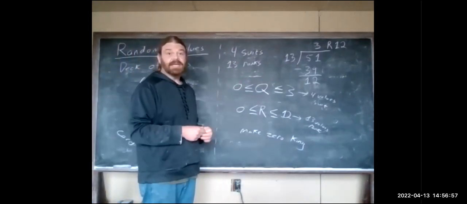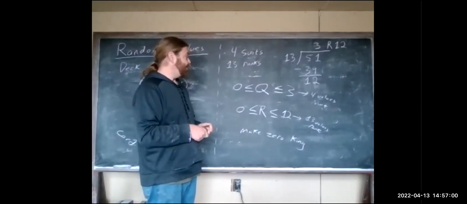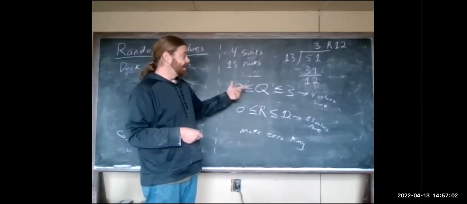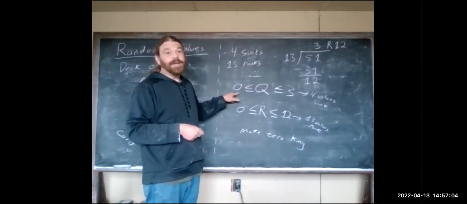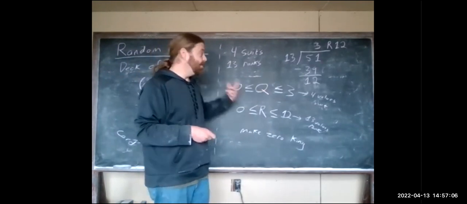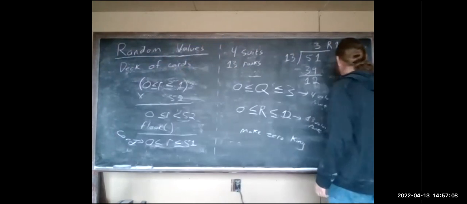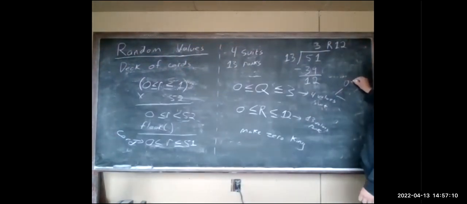And then we can just do a selection structure, right? If our quotient is a 0, it's a spades. If it's a 1, it's a heart. Then we just do definitions. So like 0 is spades, 1 is a heart, 2 is a diamond, and 3 is a club.